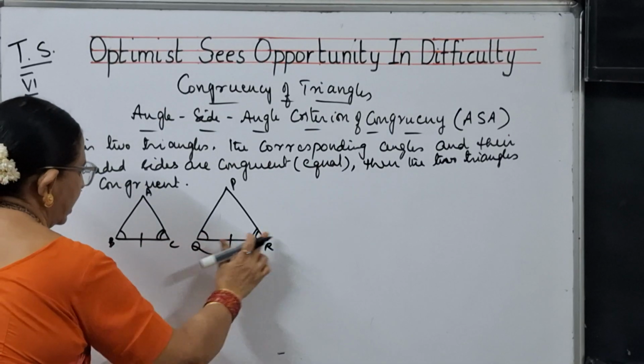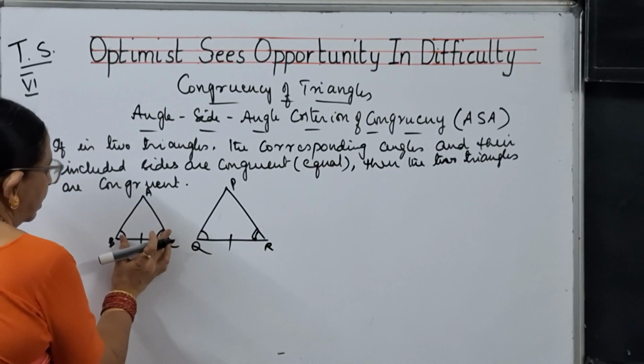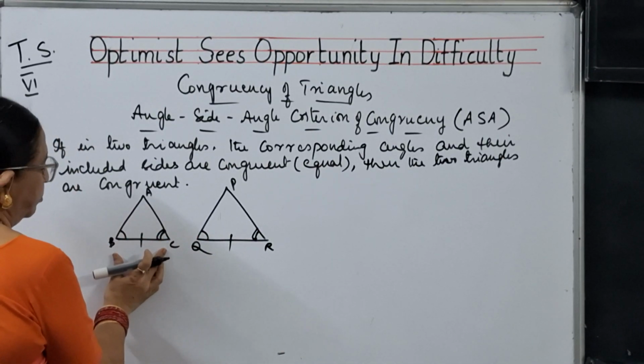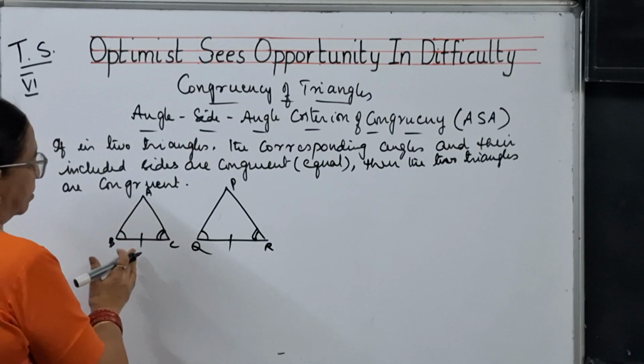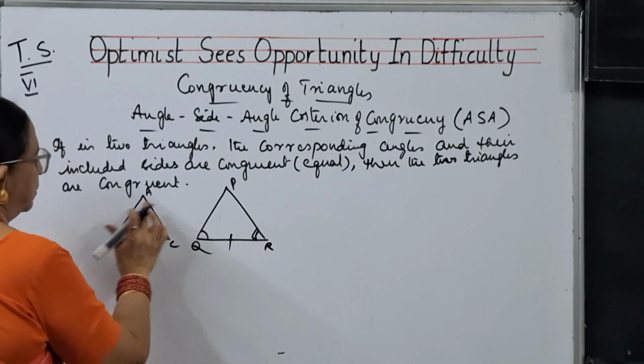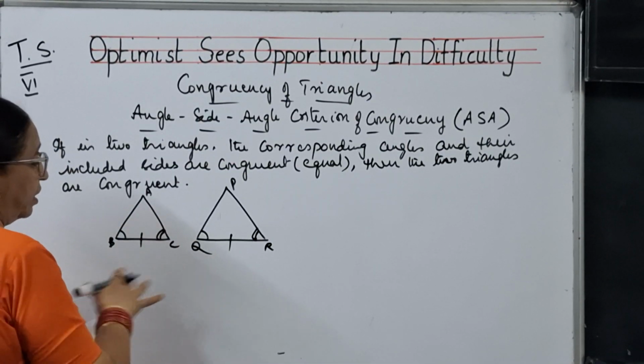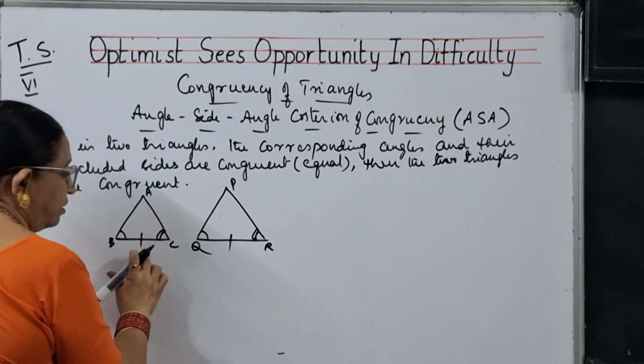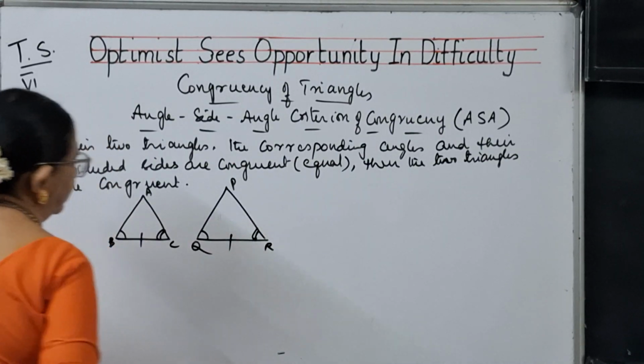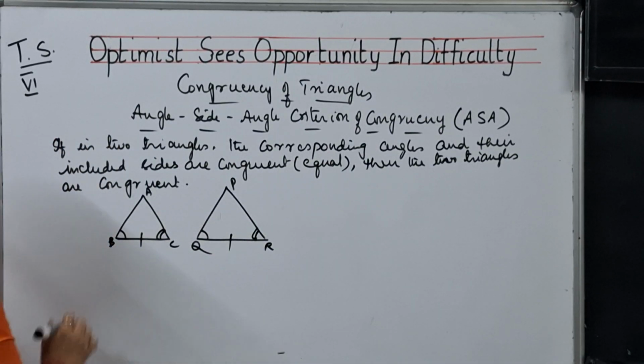See, corresponding angles are equal. These two angles' included side, meaning in between the two angles, the side is BC. The other two sides are other sides. They are not included. Only this side is included. So if included sides are equal, then the two triangles are congruent.